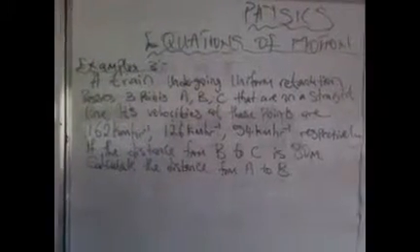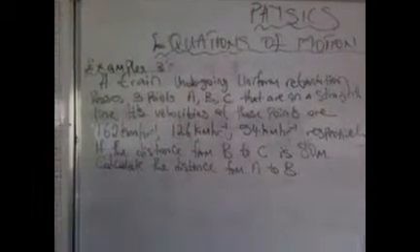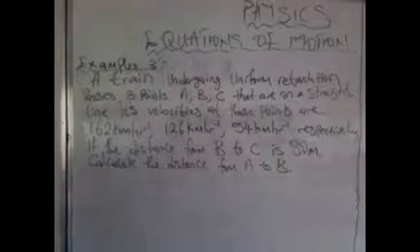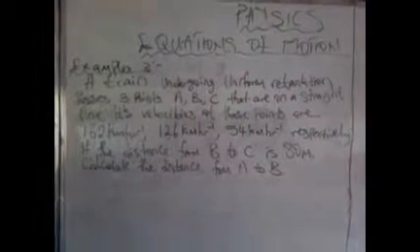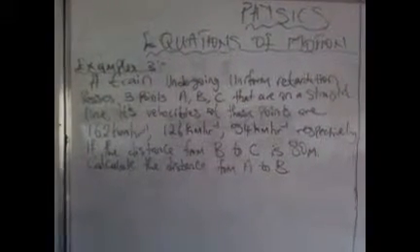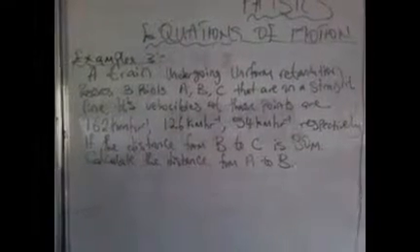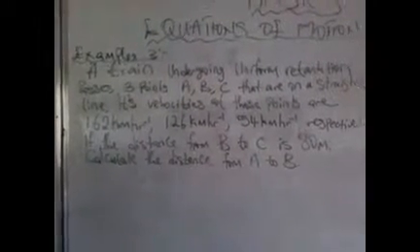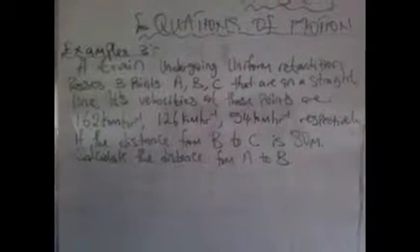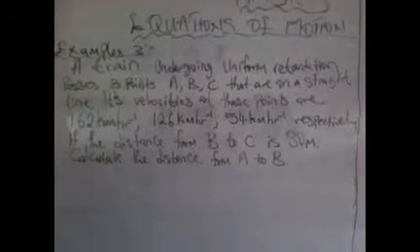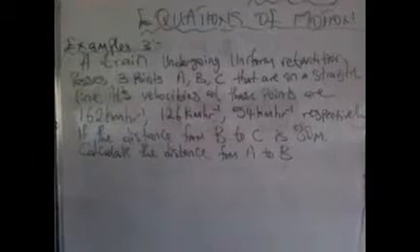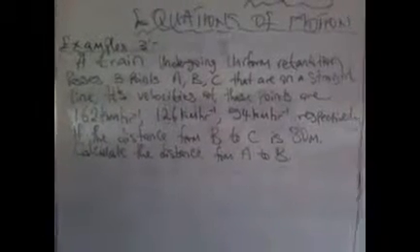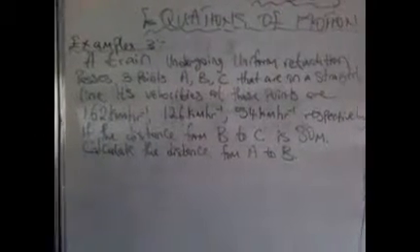Example 3. A train undergoing uniform retardation passes 3 points A, B, C that are in a straight line. Its velocities at these points are 162 km per hour, 126 km per hour, and 54 km per hour respectively. If the distance from B to C is 80 meters, calculate the distance from A to B.